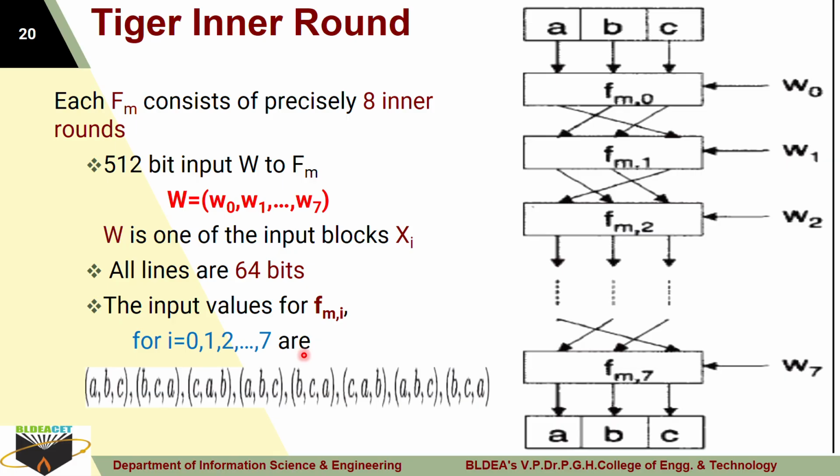So now you have to take the input values. Those input values are: ABC, BCA, CAB, ABC, BCA, CAB, ABC, BCA. So these are the inputs you are taking for these F_m functions here.